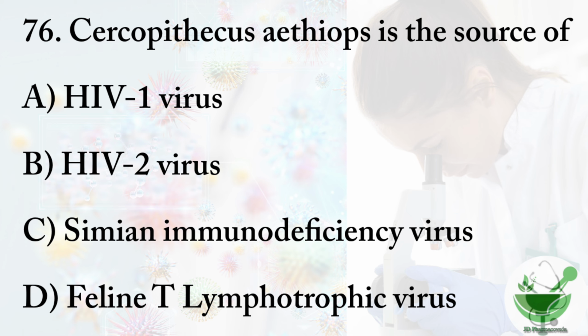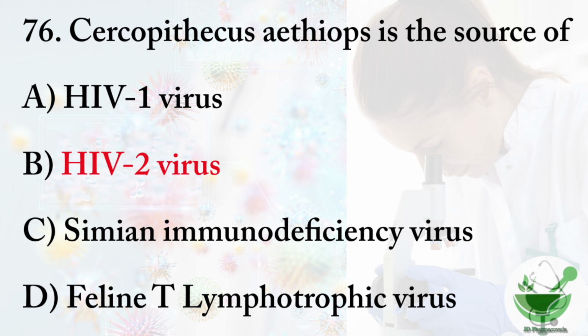Then question number 76, Cercopithecus aethiops is the source of option A HIV-1 virus, option B HIV-2 virus, option C simian immunodeficiency virus, option D feline T lymphotropic virus. So the right option is option B HIV-2 virus.